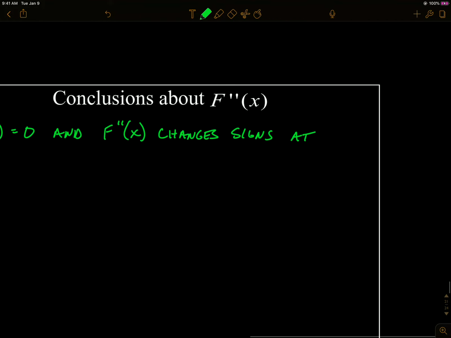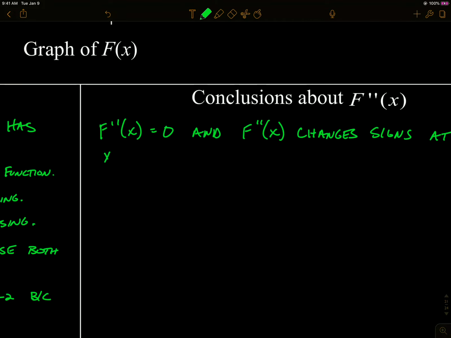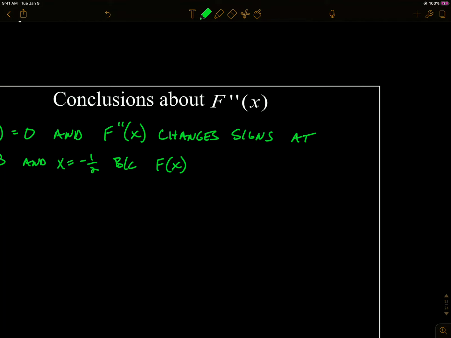At any points of inflection, which was, this will be number 1, x equals -3 and x equals -1/2, because f of x has points of inflection.